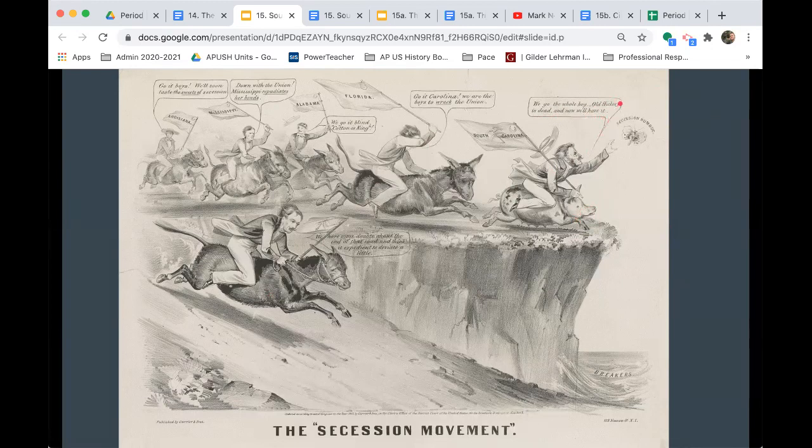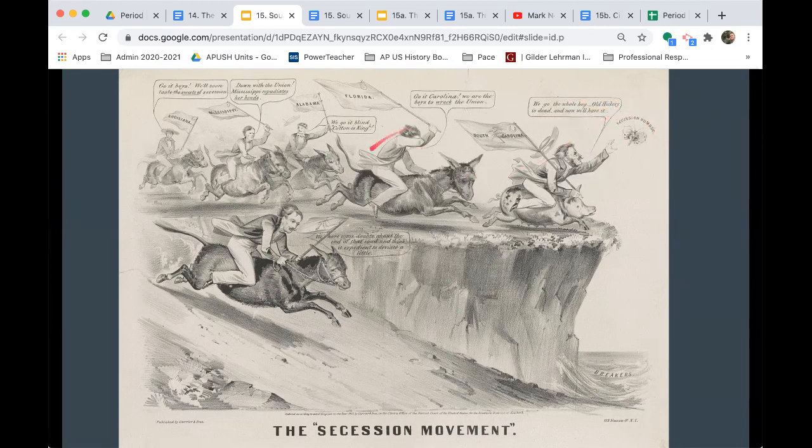Old Hickory. You all, being the APUSH scholars that you are, know that's a little reference to our old friend Andrew Jackson, who was the president the last time South Carolina tried to pull some stuff like this, and he stopped them, if you remember. But now Old Hickory's dead, now we'll have it, as he chases the secession bug here.